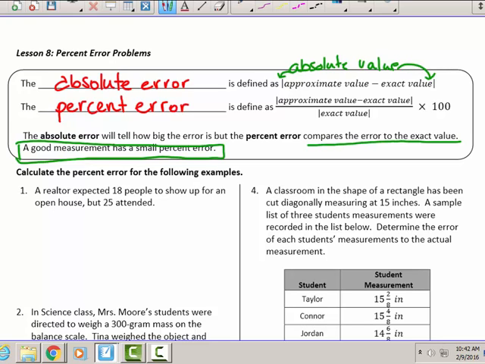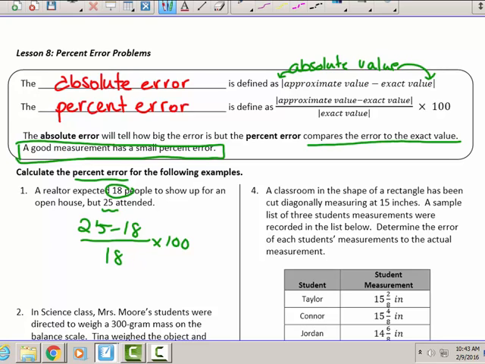A realtor expected 18 people to show up for an open house, but 25 attended. They want us to calculate the percent error. So this is the one formula that clearly is different than our other percent problems. So what we're doing is we're going to subtract. So this is the expected, this is the actual. So we're going to do 25 minus 18 divided by, and the exact value in this case is how many they expected to show up, times 100.